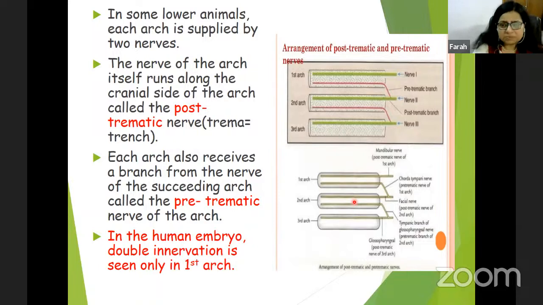Now, you all must be knowing what is trema. What is trema? In English, if you see the literal meaning, trema is a pit, like a hole dug in the ground. That is the reason why this has been named as pre-trematic and post-trematic. The nerve before the pit and the nerve after the pit, okay? So the nerve before the pit is pre-trematic and the nerve after the pit is post-trematic. So the depression between the two arches is basically named as trema.